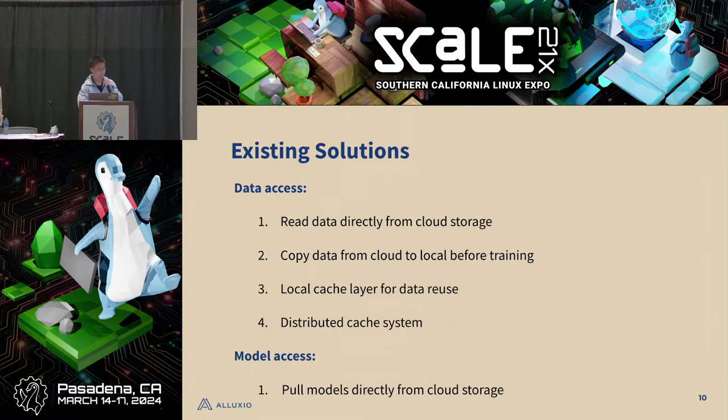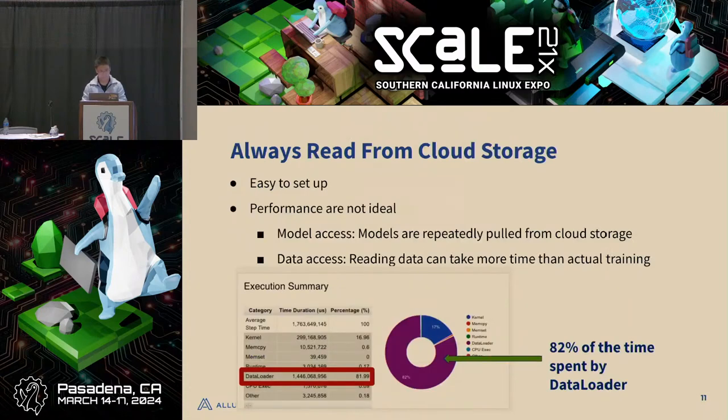For model access, the most common way we see is just to pull the models directly from the cloud storage after training is done and the model has been written into the cloud. Now let's zoom in and look at them one by one. For the case where we always read from cloud storage, this is the easiest way to set up. But at the same time, the performance is not ideal.